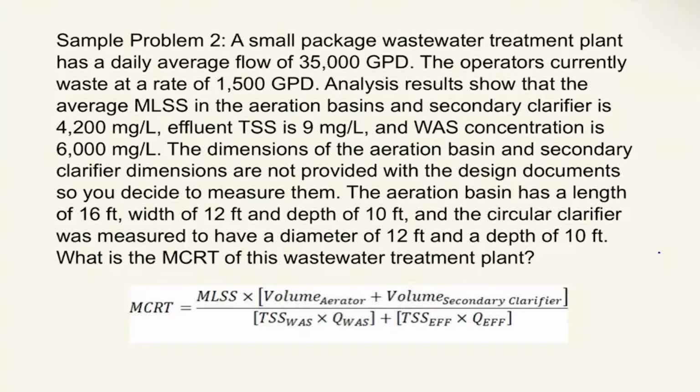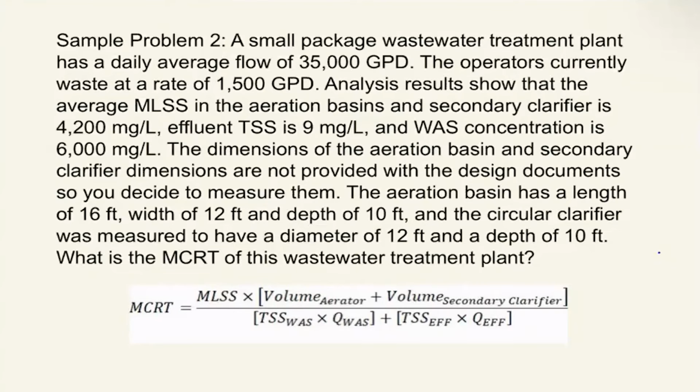The dimensions of the aeration basin and secondary clarifier are not provided with the design documents, so you decide to measure them. The aeration basin has a length of 16 feet, width of 12 feet, and a depth of 10 feet. And the clarifier was measured to have a diameter of 12 feet and a depth of 10 feet. So what is the MCRT of this wastewater treatment plant?